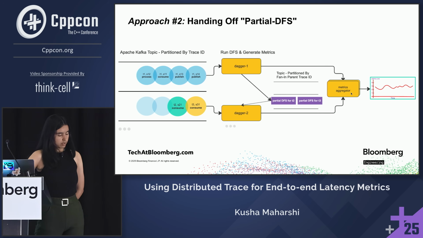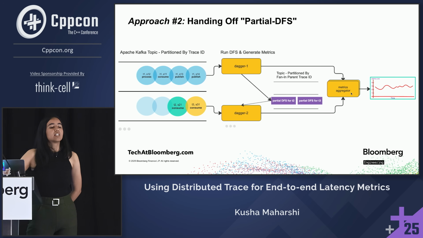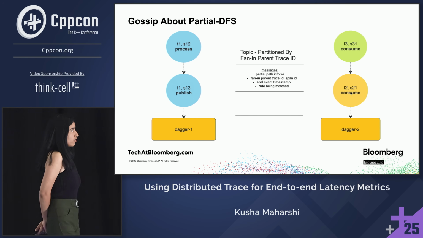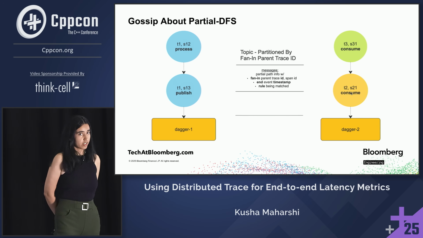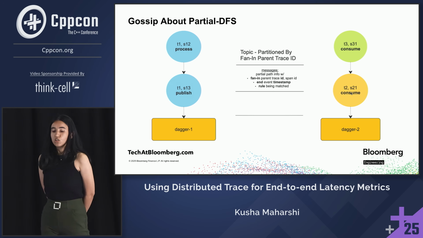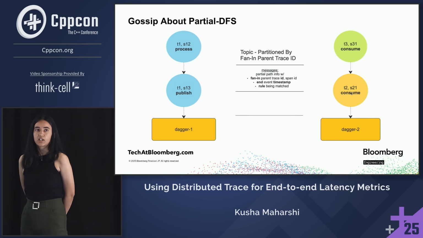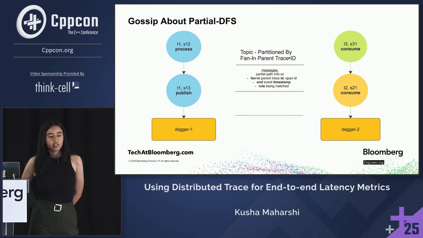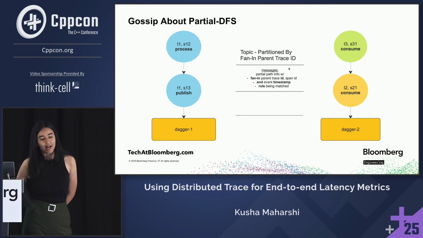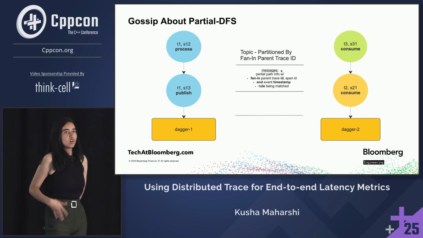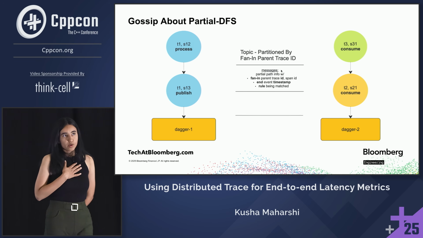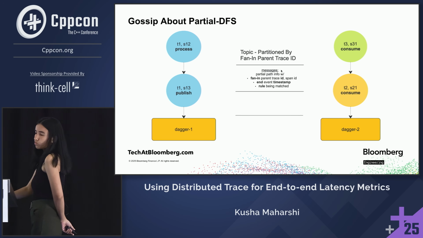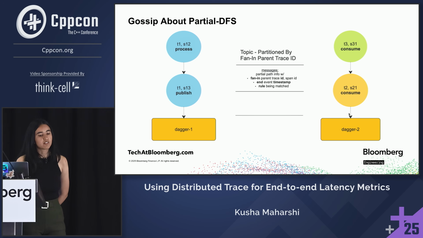Okay, so to make that make a little bit more sense, let's take a look at an example. Once again, we've got ourselves a small Kafka topic that we're using just to communicate between the two Dagger instances. What this Kafka topic is doing is, well, first, it's partitioned by the fan-in parent trace ID. What does that mean? Well, if I know what trace I'm looking to finish my DFS on, then I know what partition to send it into for a specific Dagger to consume.